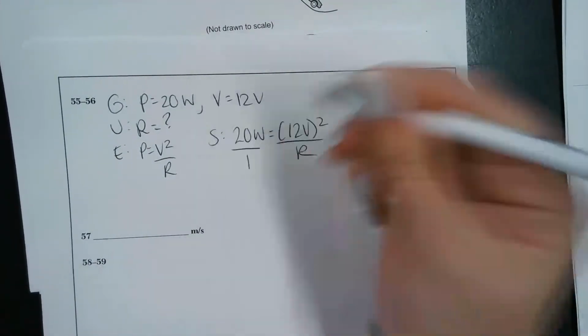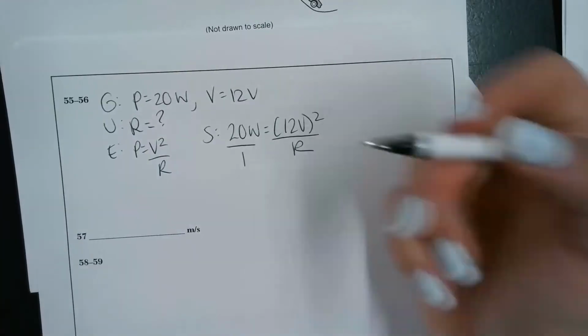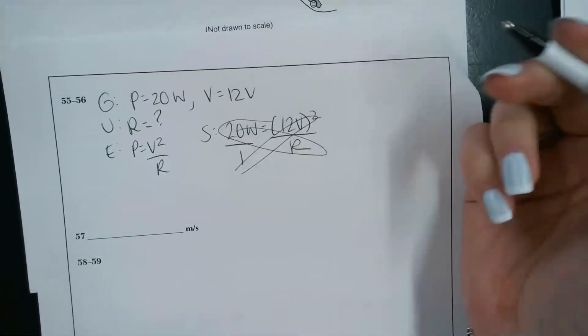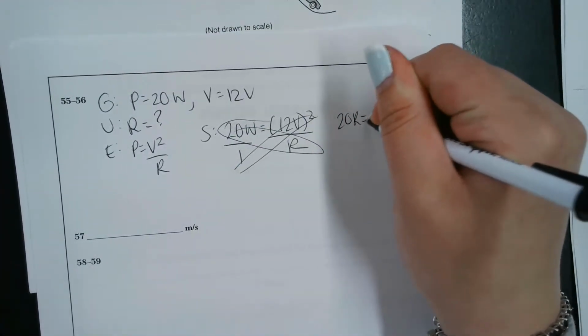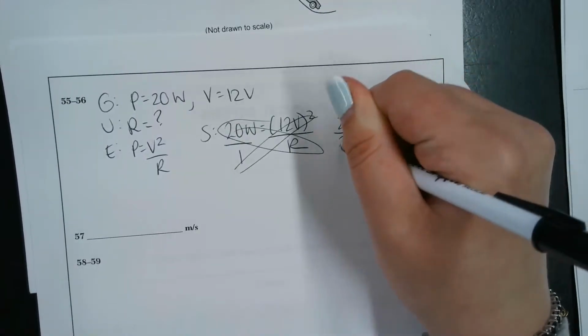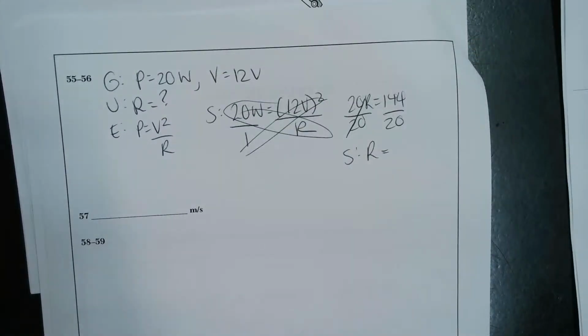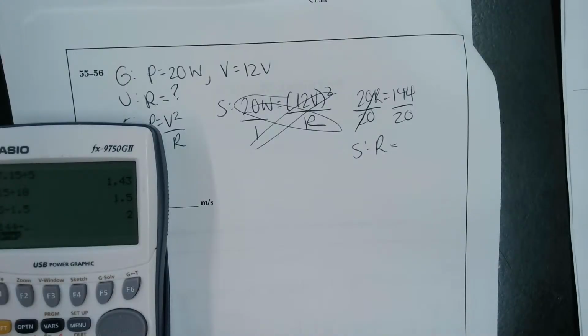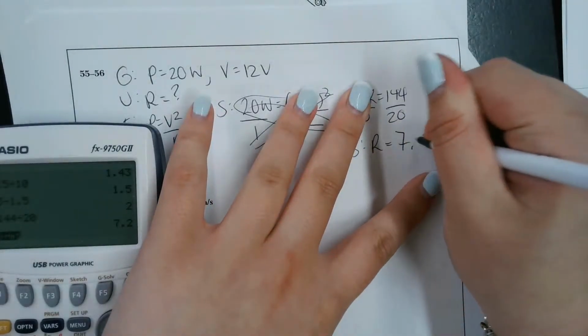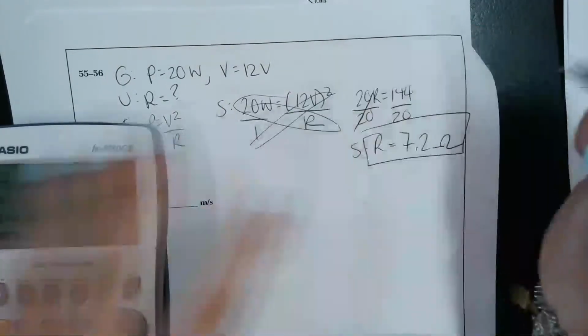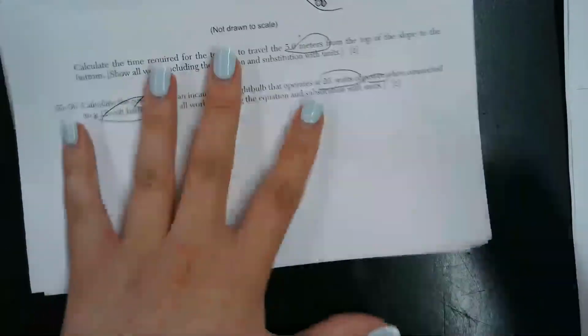Personally, I like to make this a 1 because I like two ratios set equal to each other. So I cross multiply. So I have 20R equals 144. I divide by 20, divide by 20. So 144 divided by 20 is 7.2 ohms. Right? All right, number 57.